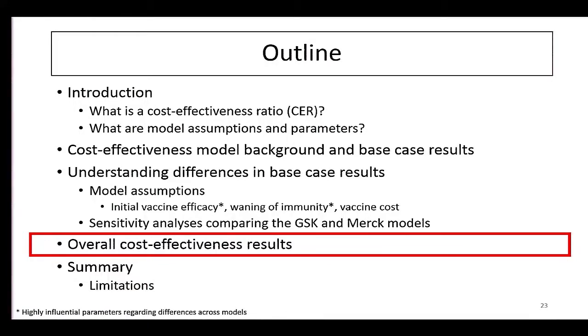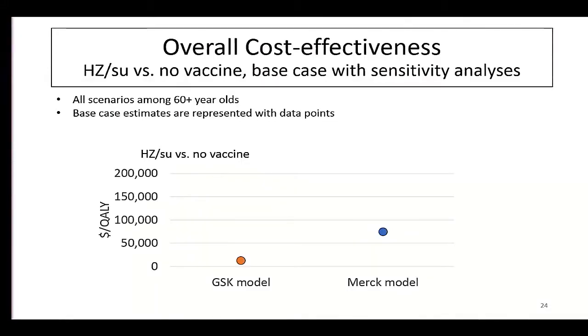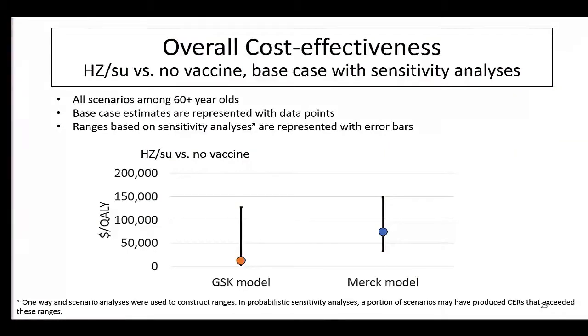Okay, so moving on to cost effectiveness in general. In this scenario, we're comparing the subunit vaccine to no vaccine. These are the base case results that we've seen before: $12,000 for GSK, $74,000 for Merck. And what I did with the next click of the button is, for all of the sensitivity analyses, I identified the extreme values produced by them, and that yielded these error bars.